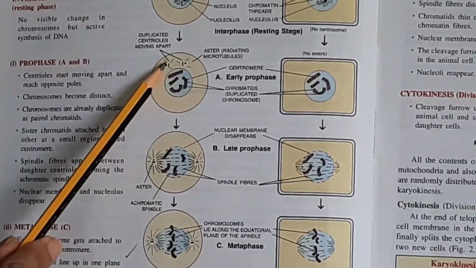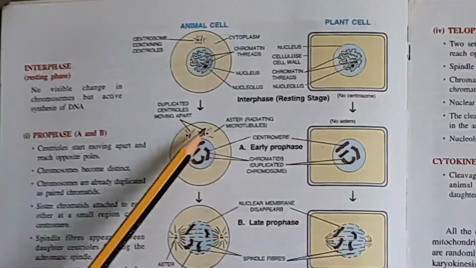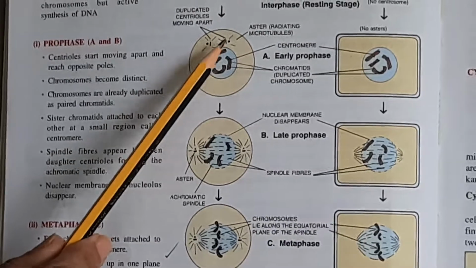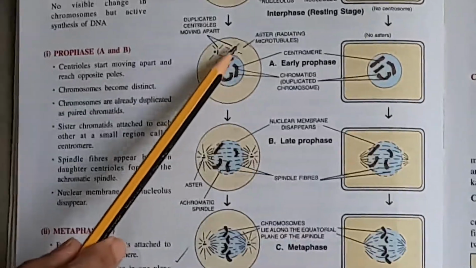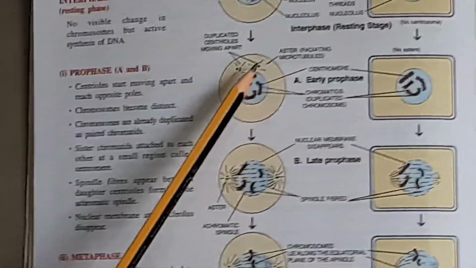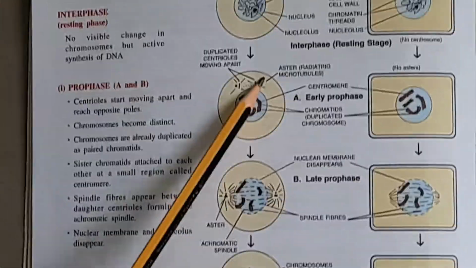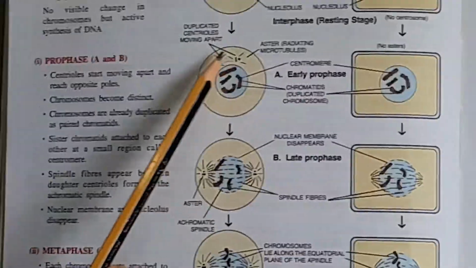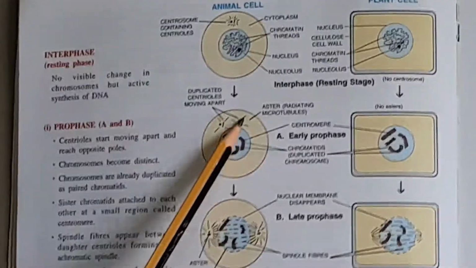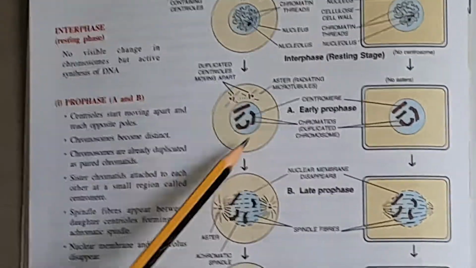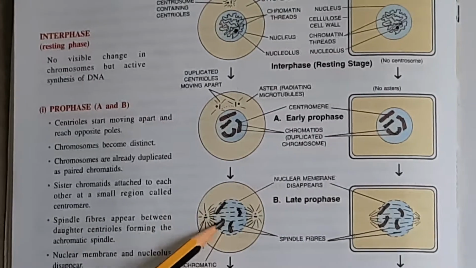Now each centriole will develop certain ray-like structures. Can you see these rays? These ray-like structures are called the astral rays, and centriole plus astral rays together form what is called an aster. So an aster is nothing but centriole plus astral rays. Between the 2 daughter centrioles certain additional fibers will develop. These are nothing but the spindle fibers. As you proceed, the number of spindle fibers will go on increasing.